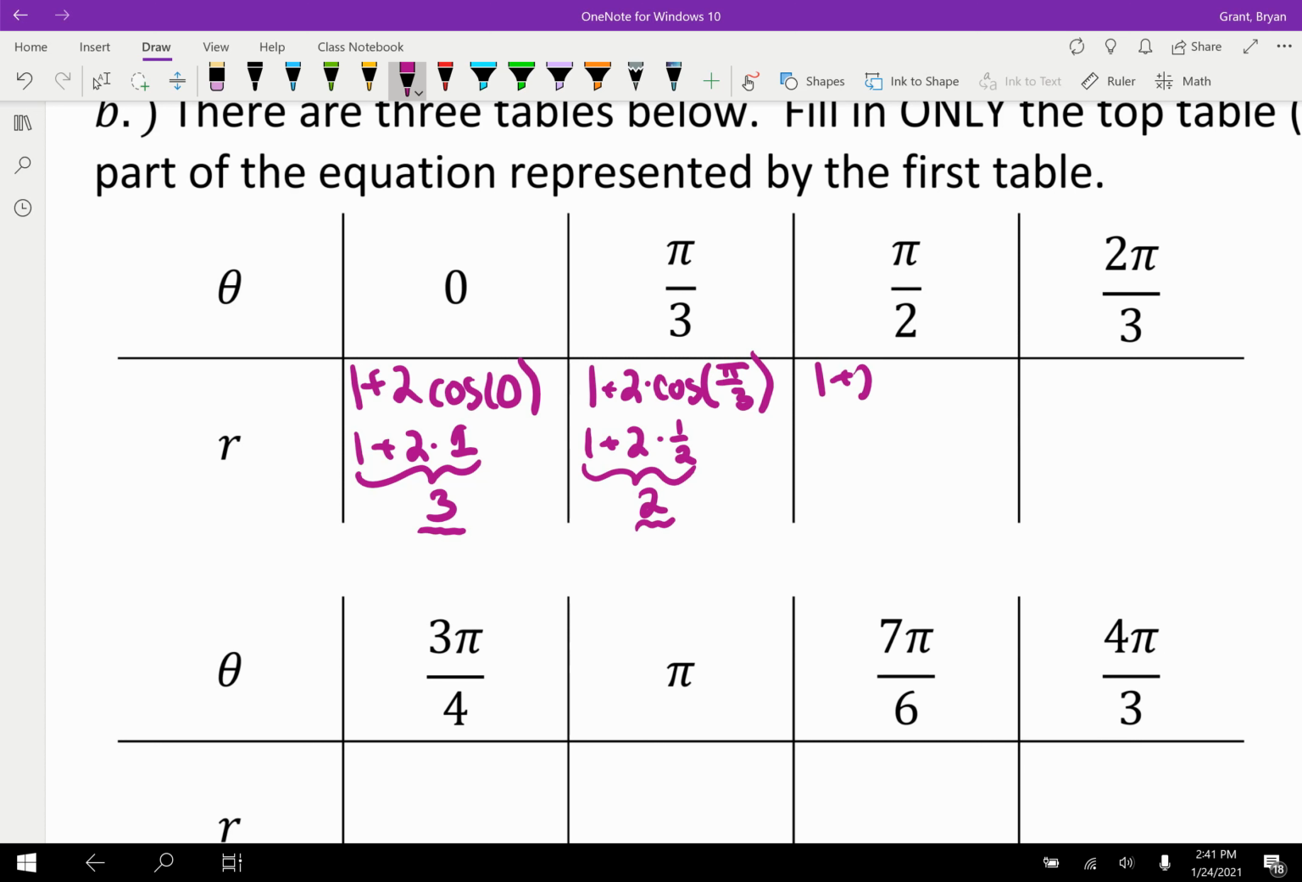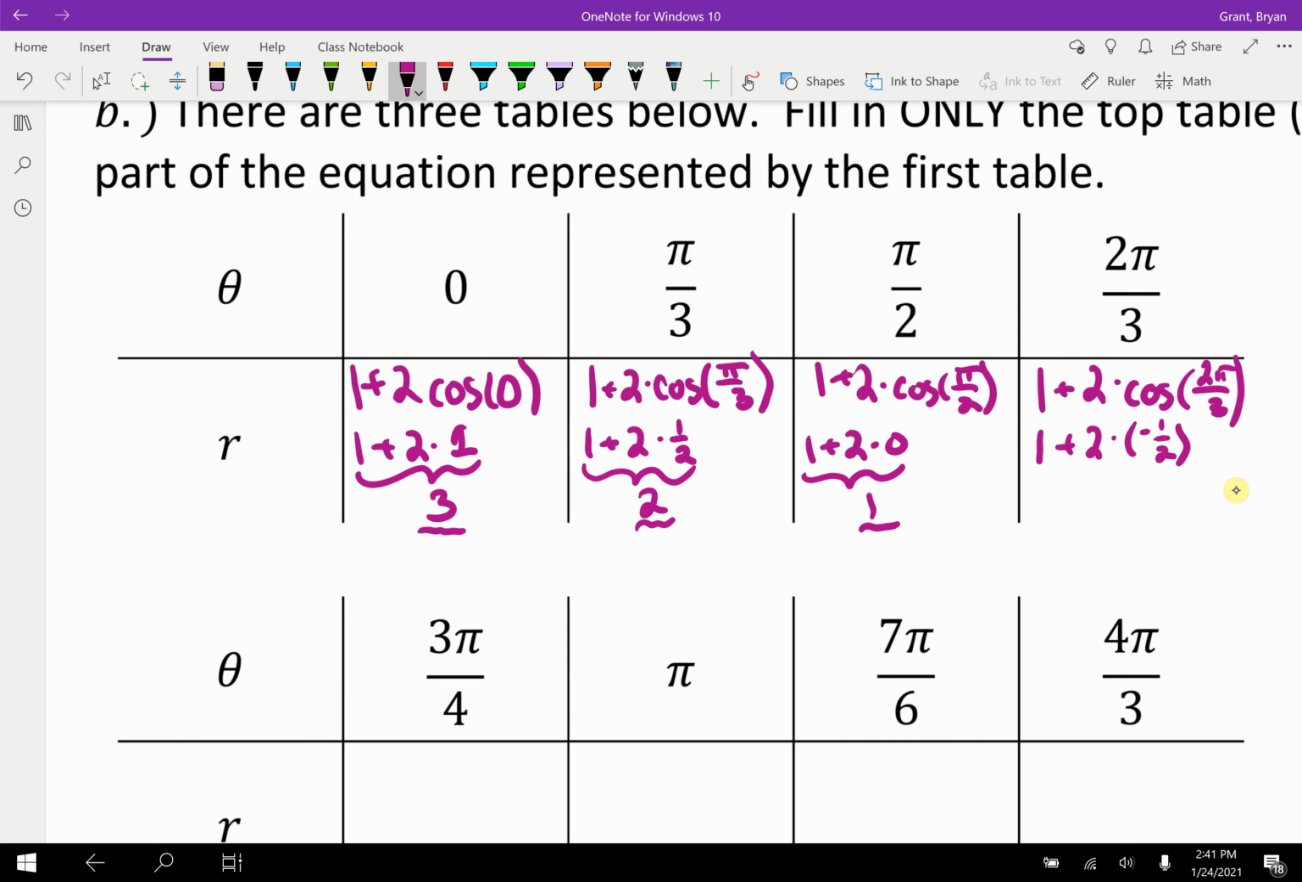Pi over 2, we need to realize that pi over 2 is on the y-axis. Cosine on the y-axis is always 0, and so we end up with 1. And then last but not least, 2 pi over 3. Don't forget that 2 pi over 3 is in the second quadrant. That's where the x-axis is negative, right? Second and third quadrant, so cosine is going to be negative. So this becomes 1 plus 2 times negative 1/2. This is negative 1. 1 minus 1 is 0.